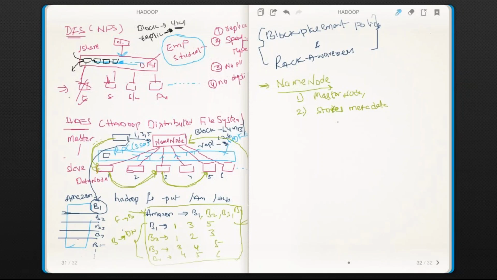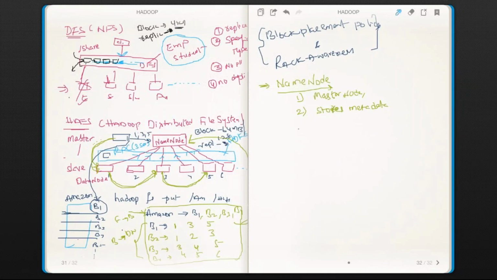He will not store any actual data. Does he store any Amazon data? No, he didn't store any actual data. He stores only metadata. And he takes the request from the client and responds to him.